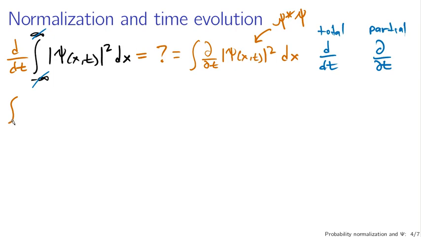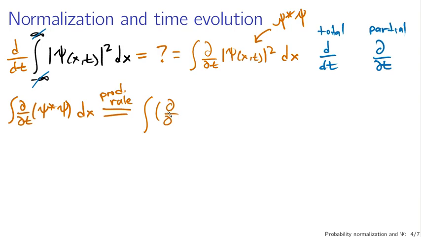So what we've got is the integral of the partial derivative with respect to time of psi star times psi, integral dx. Now we have a time derivative applied to a product. We can apply the product rule from differential calculus. And what we end up with is the integral of the partial derivative with respect to time of psi star times psi plus psi star partial derivative of psi with respect to time. That's integrated dx.